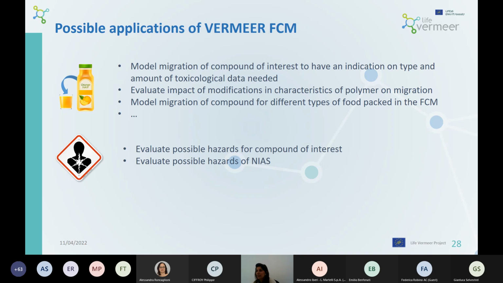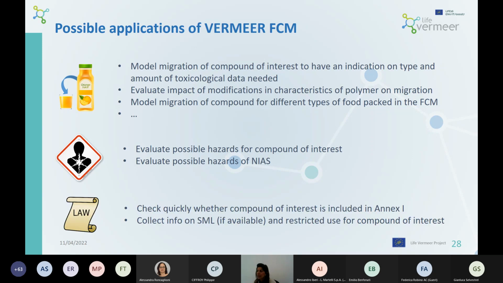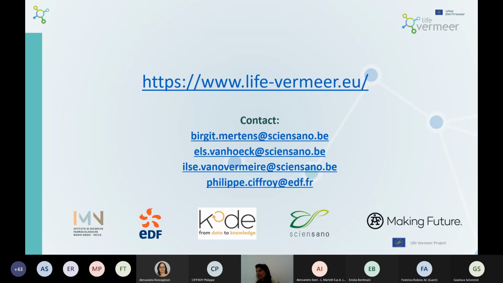On the other hand, it also allows you to collect information on the possible hazards of your compounds of interest. And it also allows you to quickly check whether your compound is already included in Annex 1, so whether it's already used for plastic food contact materials. Overall, we really think that this tool can help to support the risk assessment of compounds used in food contact materials. So that's it from my side.